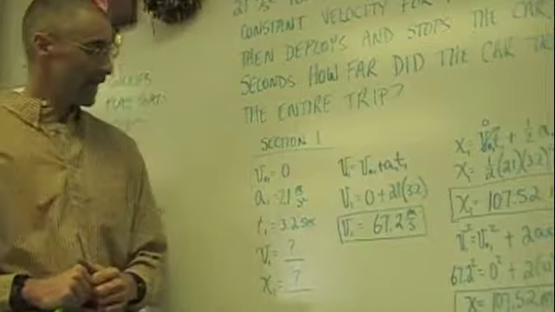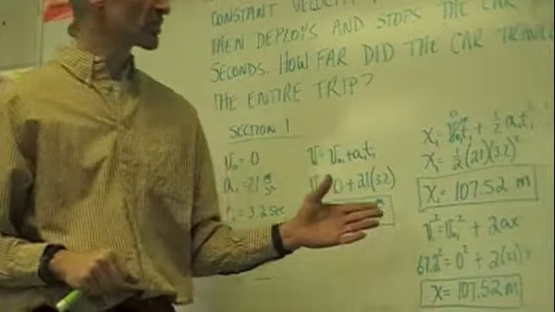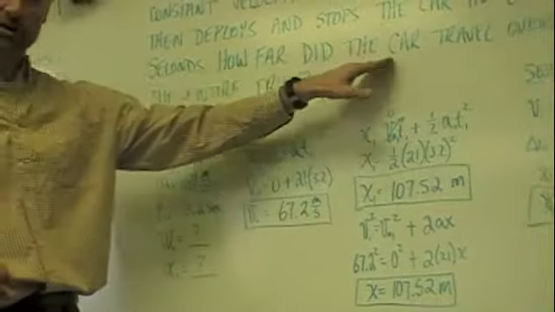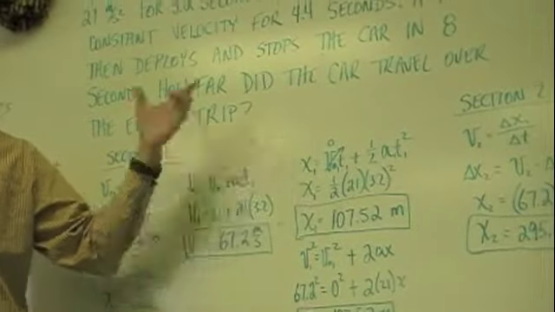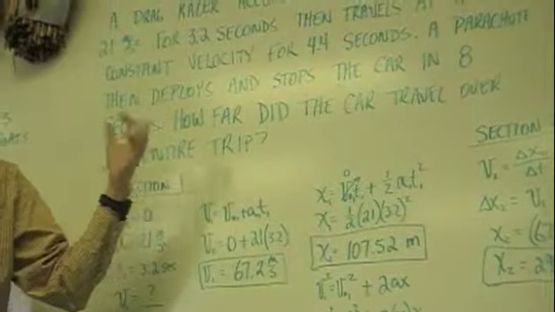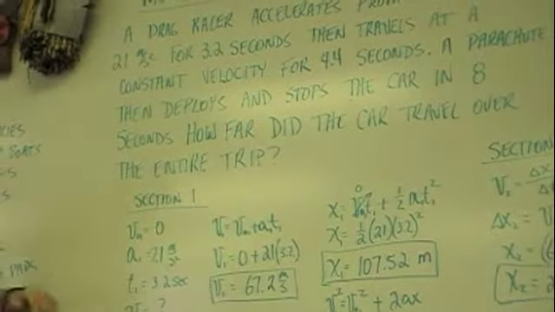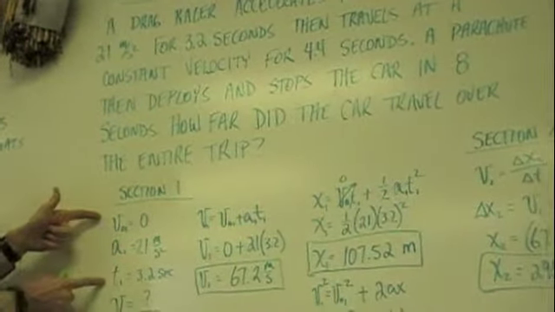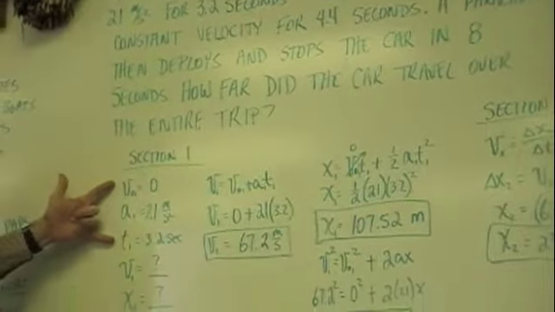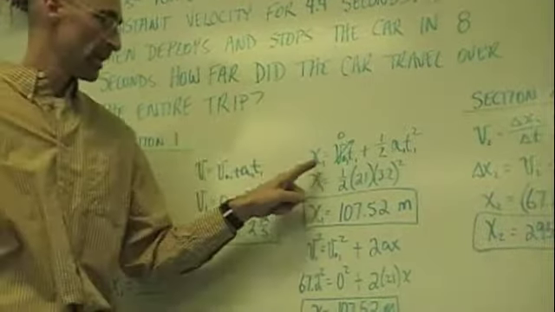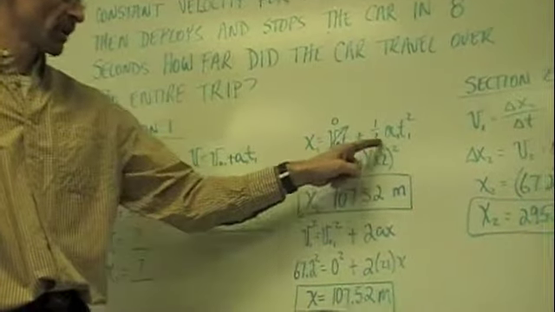Now, in order to solve this problem at the end for how far the car travels, we also need to find the distance traveled during section 1. So, armed with these 3 and looking for x, the equation that I chose was x equals v naught t plus 1/2 at squared.